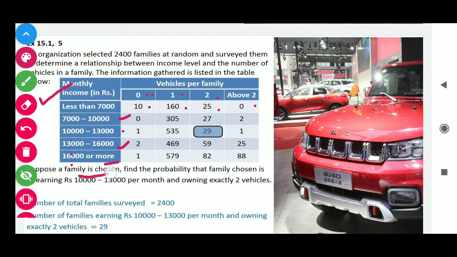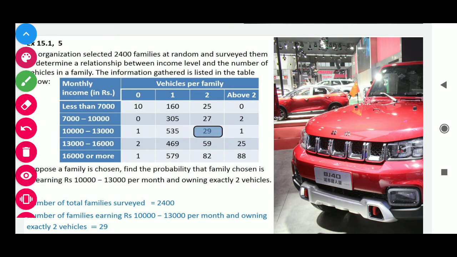Suppose a family is chosen, find the probability that the family chosen is earning rupees 10,000 to 13,000 per month and owning exactly two vehicles. You can see students, we have to select 10,000 to 13,000 earning per month and owning exactly two vehicles. That means that family owns exactly two vehicles, and you can see here from the table that 10,000 to 13,000 monthly income having two vehicles, these are 29 in numbers.